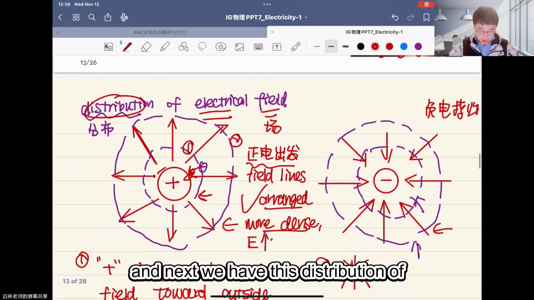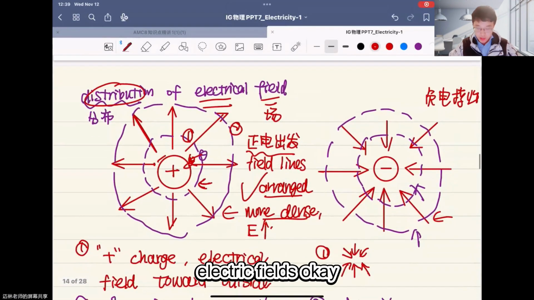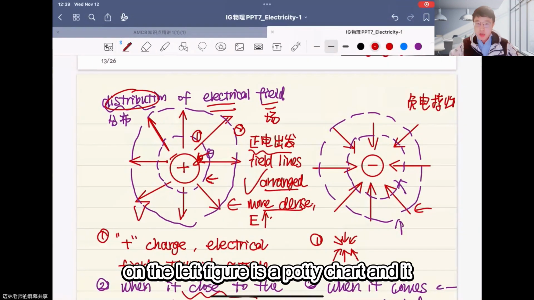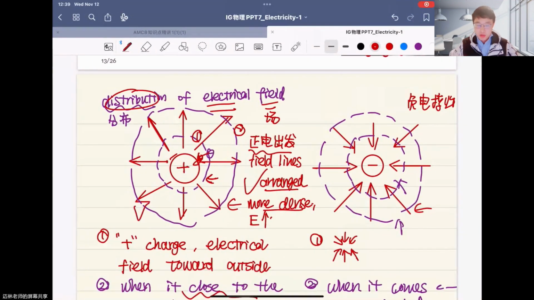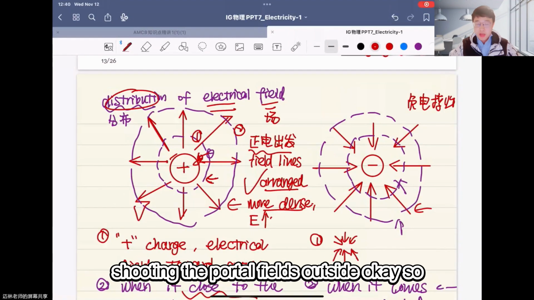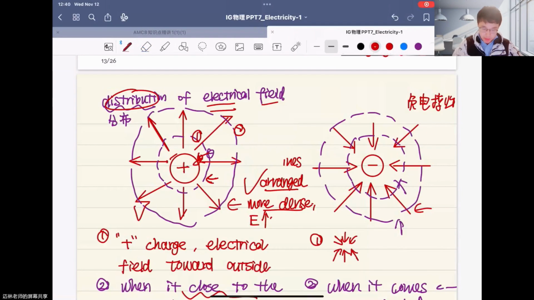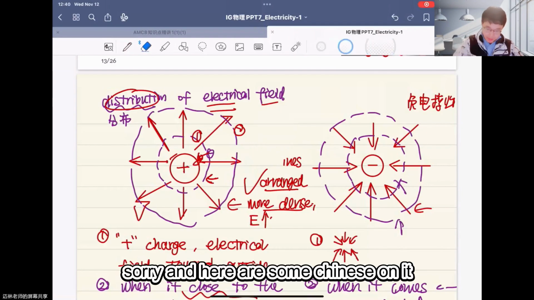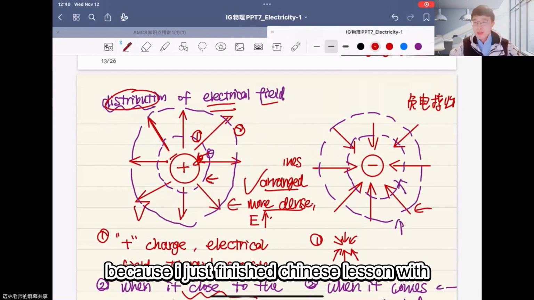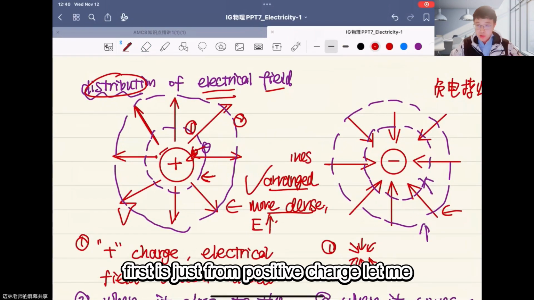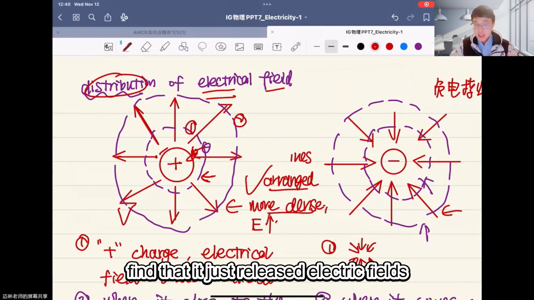And next, we have the distribution of electric field. Here you can find on the left figure is a positive charge, and it is shooting positive field lines outside. Here we have a very simple principle for this. Sorry, there is some Chinese on it because I just finished a Chinese lesson with my students. Okay, first, from a positive charge, we find that it releases electric field.